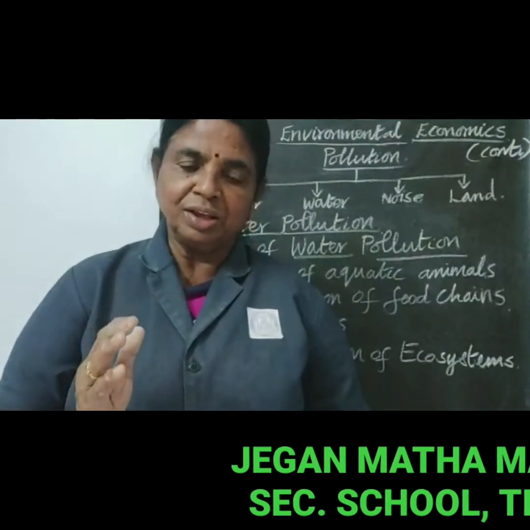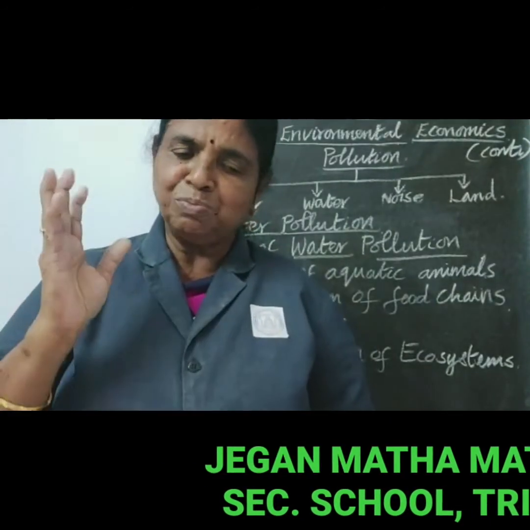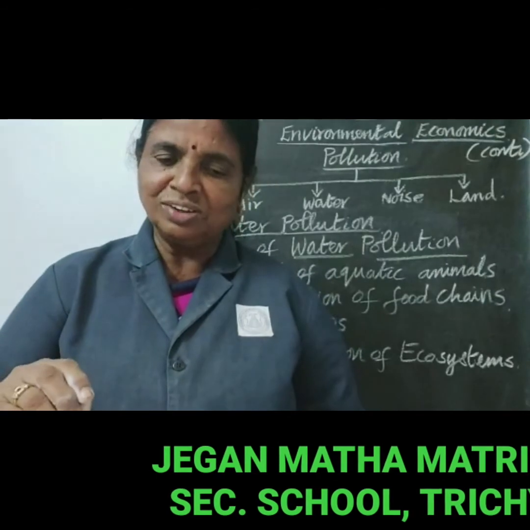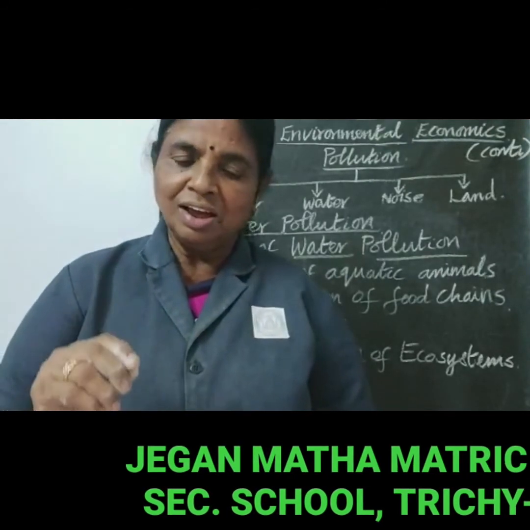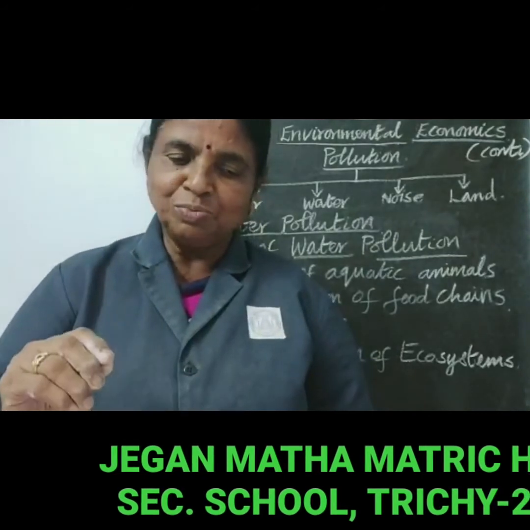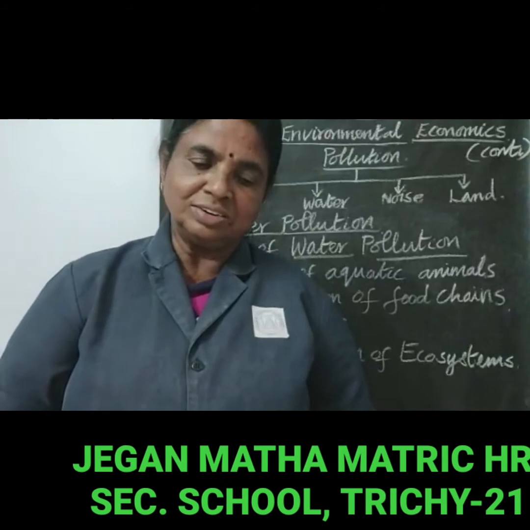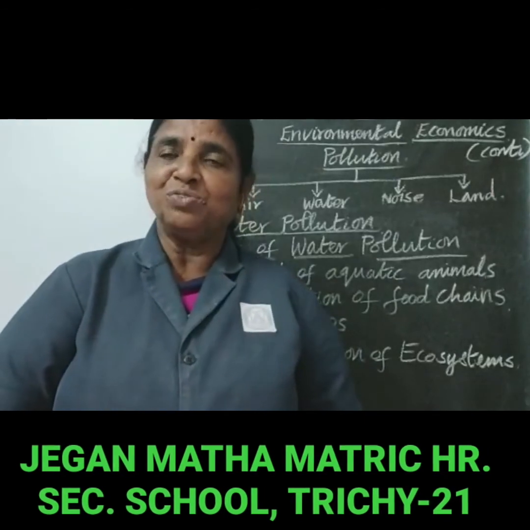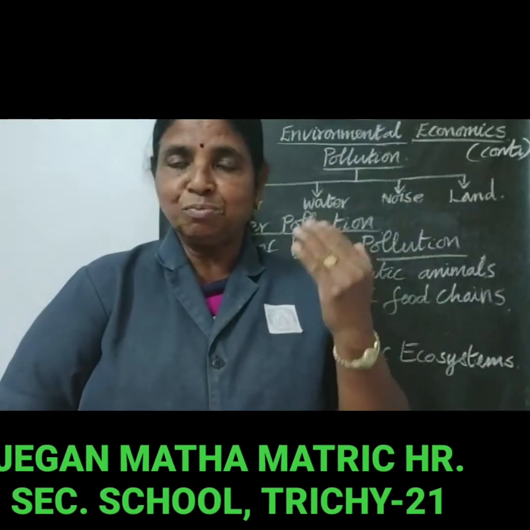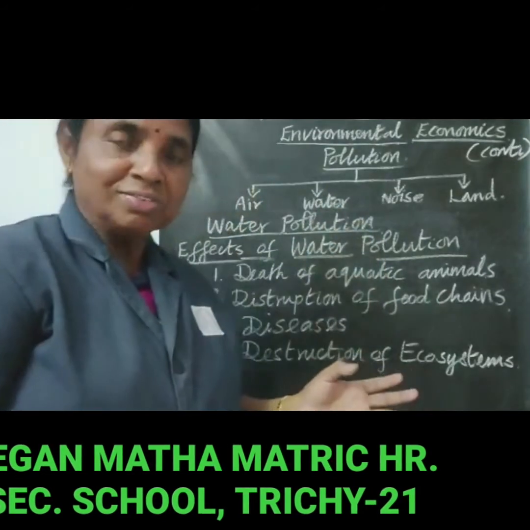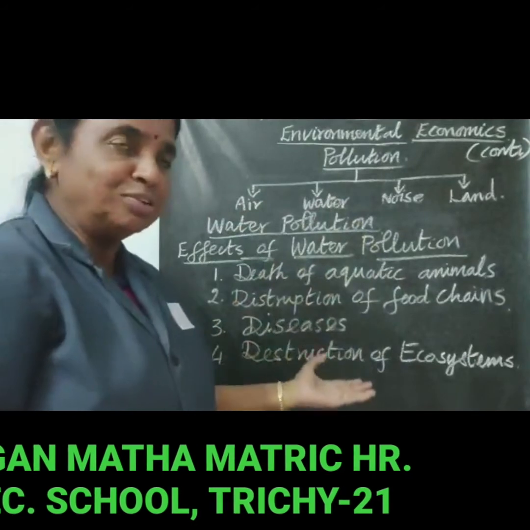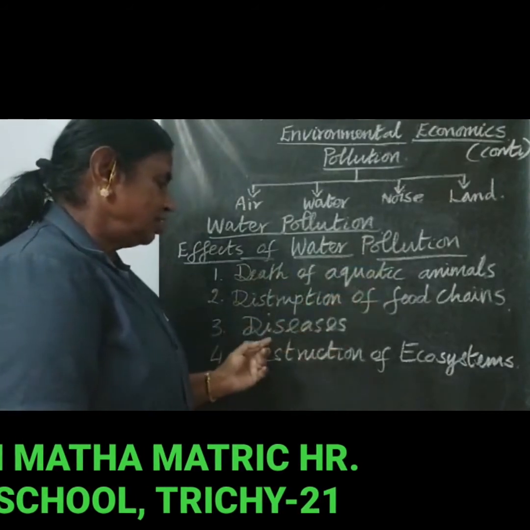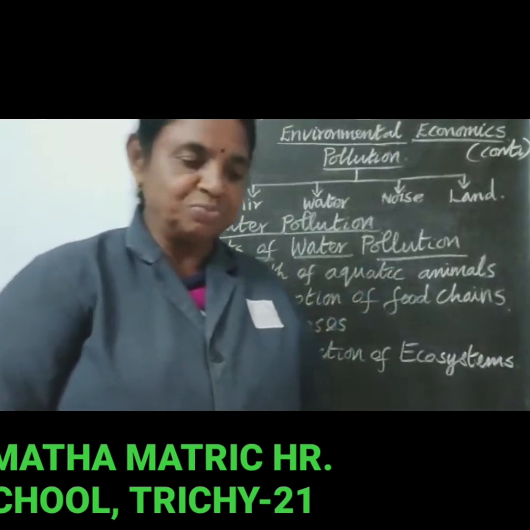Many water bodies near urban areas are highly polluted. This is the result of both garbage dumped by individuals and dangerous chemicals legally or illegally dumped by manufacturing industries, health centers, and markets. There are 4 important effects of water pollution. We can easily keep it in our memory, because all these 4 important effects of water pollution start with D. Death of aquatic animals, destruction of food chains, diseases, destruction of ecosystem.